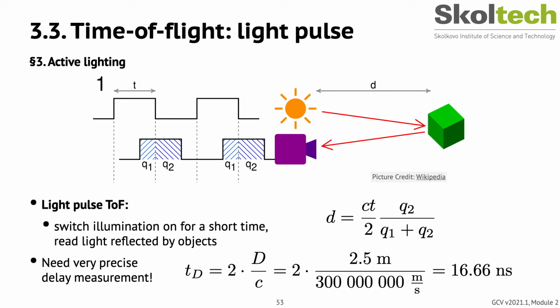Technically speaking, the illumination is switched on for a very short time. The resulting light pulse illuminates the scene and is reflected by the objects in the field of view. The camera lens gathers the reflected light and images it onto the sensor or focal plane array. Depending upon the distance, the incoming light experiences a delay. As light speed is approximately 300 million meters per second, this delay is very short. An object 2.5 meters away will delay the light by 16 nanoseconds only.